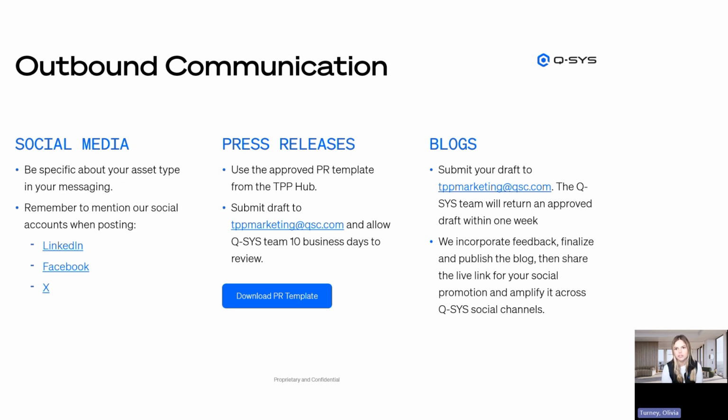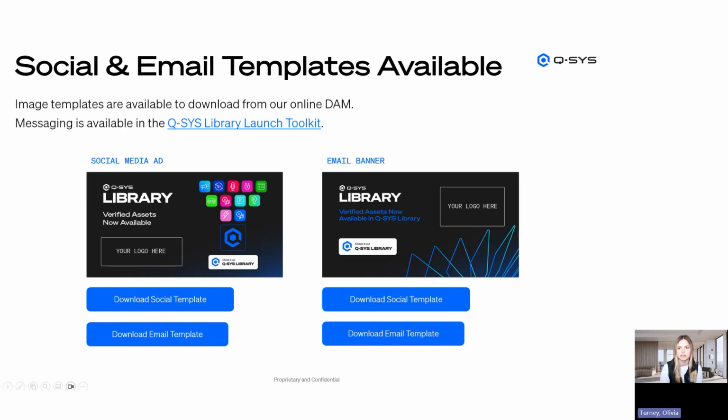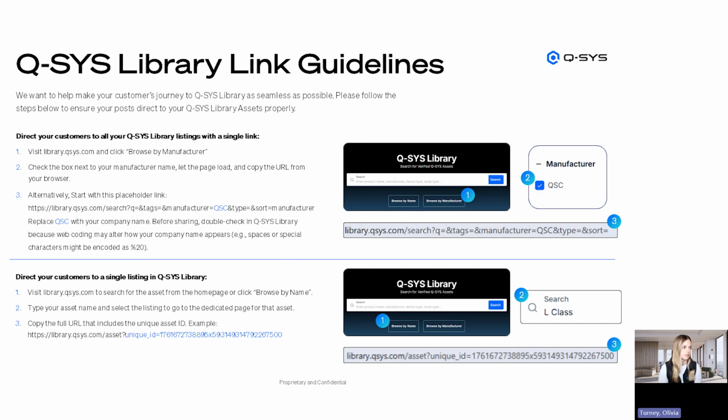With outbound communication, we have created some templates that we wanted to share and just remind you are available. So we've created a set of ready-to-go templates for social media and email for you to use. This includes images and suggested copy. They're available in the launch toolkit, and you can customize them with your own branding, add your logos, or if you want to slightly edit to your tone of voice, that's fine. But the templates do just help us ensure that the messaging stays consistent with the Q-SYS brand guidelines and with the Q-SYS library standards.